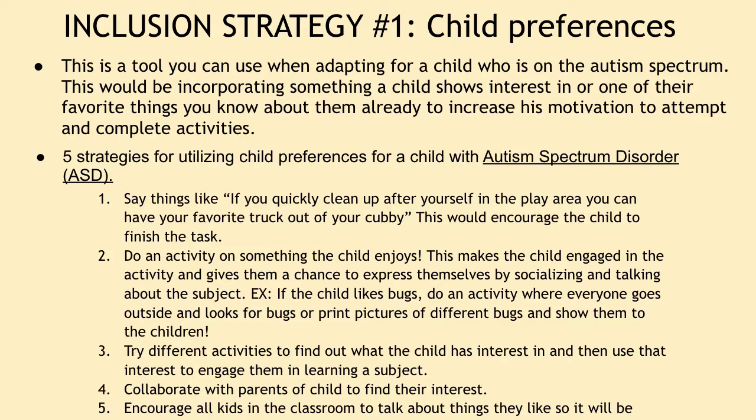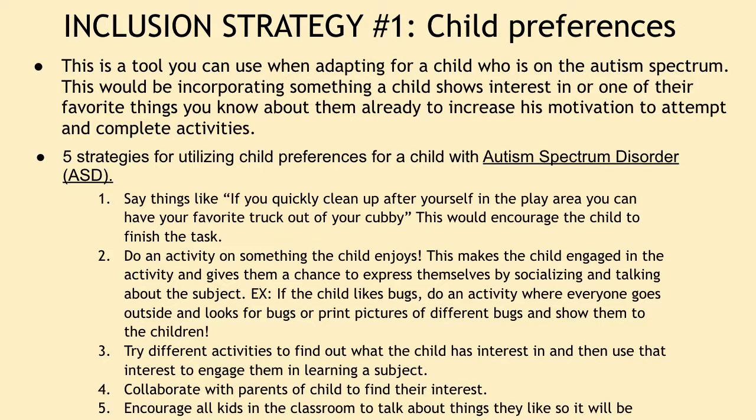Another one is do the activity on something that the child enjoys. This makes the child engage in the activity and gives them a chance to express themselves by socializing and talking about the subject. Example, if the child likes bugs, do an activity where everyone goes outside and looks for bugs or print pictures of different bugs and show them to the children. This gives that child a chance to talk about something that they like and enjoy and express themselves with their classmates.